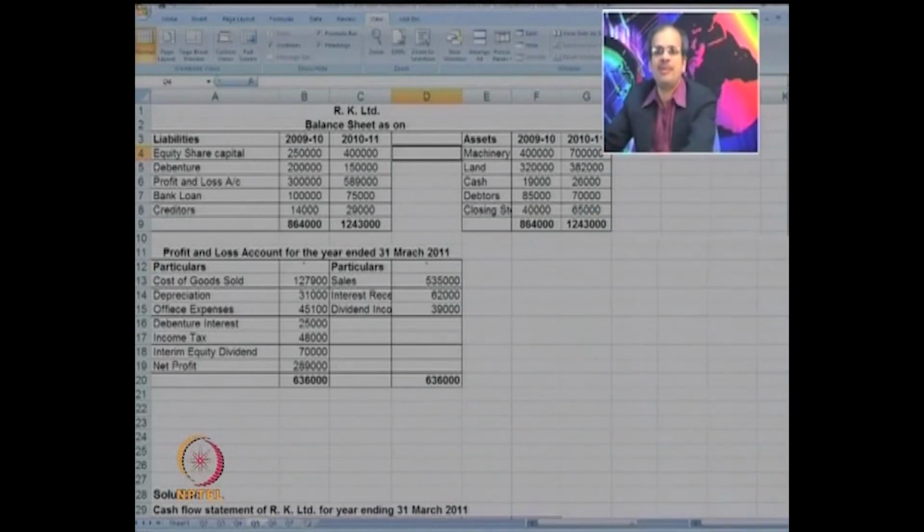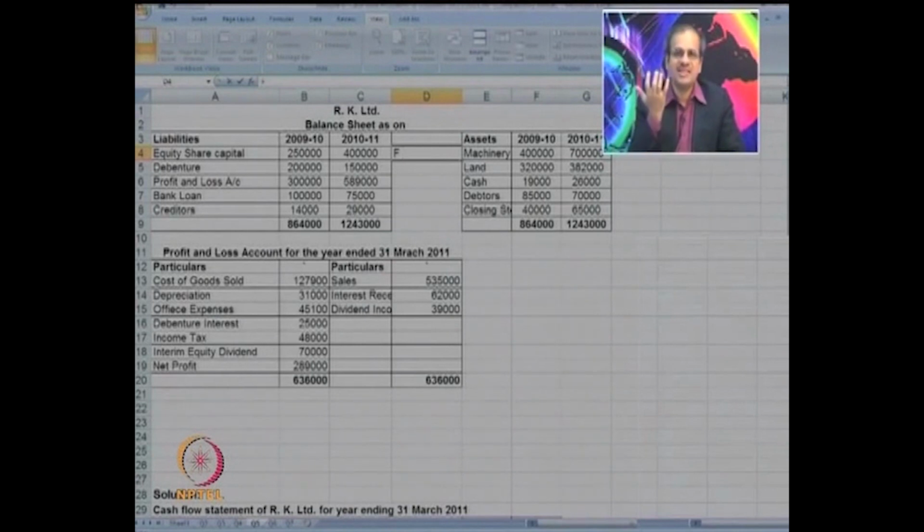So equity share capital, under what category should I put? Is it an operating flow, investing flow or financing flow? It is F, that is financing item. Should it be marked as inflow or outflow? You can see there is an increase in the capital from 2.5 lakhs to 4 lakhs. So money has come in. So it's an inflow. F inflow, I have marked it that way.